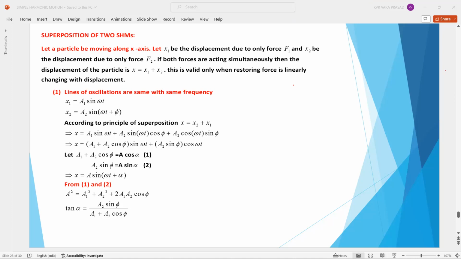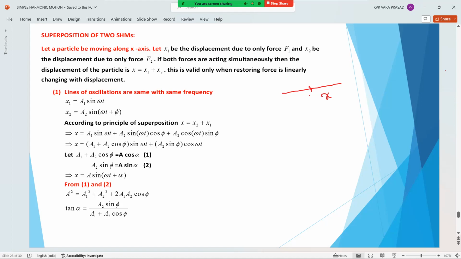Suppose a particle is moving along the x-axis under the action of a force. Let x1 be the displacement due to only force F1. Suppose only force F1 is acting. In that case, the displacement is x1.